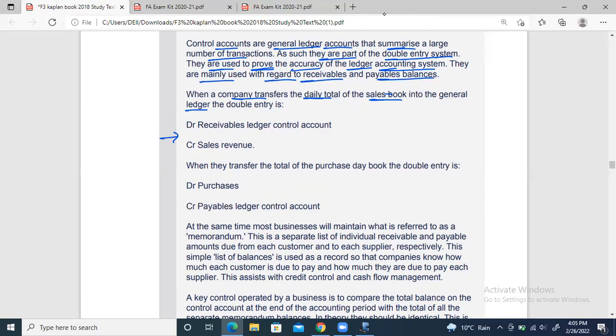So this is the entry, as you know before as well, that whenever we are selling something on credit, it's money we have not received right now. So what entry we do is debit receivables, credit sales. But over here, the word used is debit receivables ledger control account.